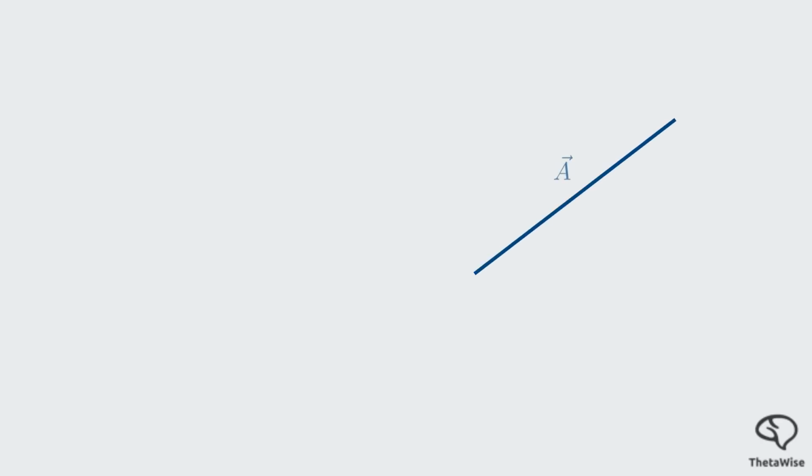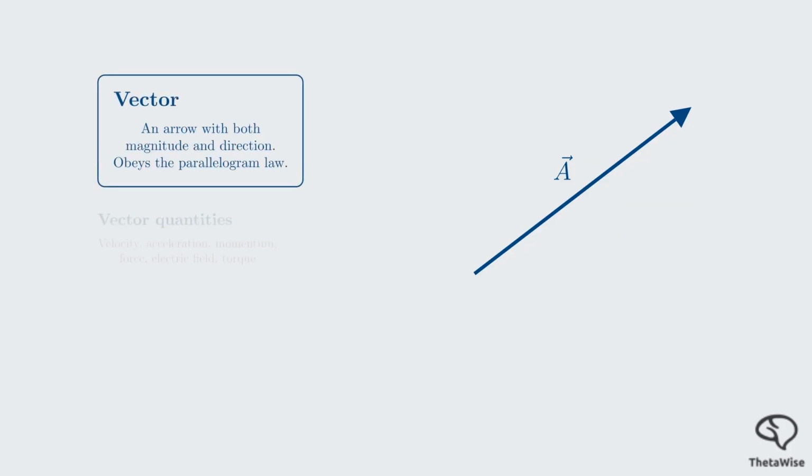Welcome. In these notes, a vector is more than a number. It is an arrow with both magnitude and direction, and it obeys the parallelogram law when vectors are added. Velocity, acceleration, momentum, force, electric field, and torque are common vector quantities. Current can have magnitude and direction in everyday language, but in this course it is treated as a scalar because it does not follow vector addition.